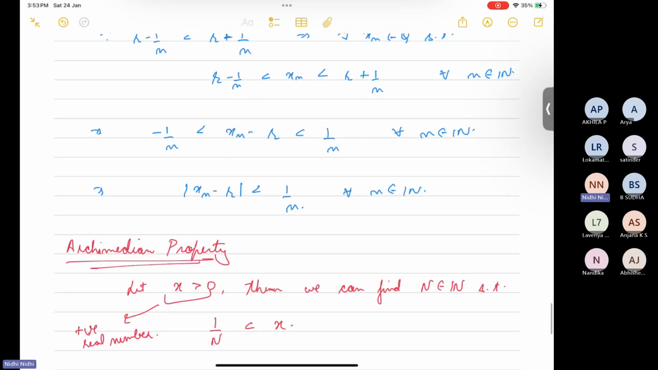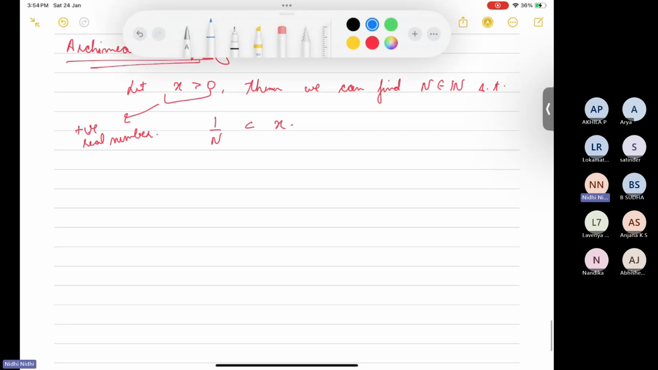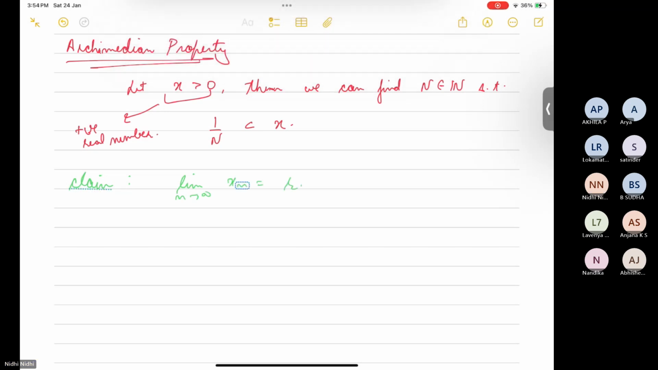So till now we have constructed a sequence xn such that mod xn minus r is strictly less than 1 by n. Now we will prove that the sequence xn is converging to r. So we claim that this sequence xn will converge. Instead I should write limit n tending to infinity xn is equal to r. So in order to prove that this sequence converges to r, we should start with an arbitrary epsilon.